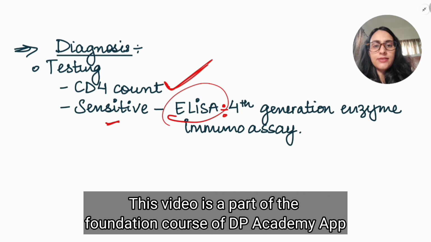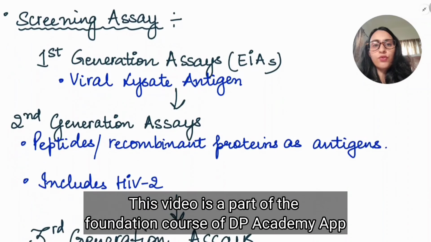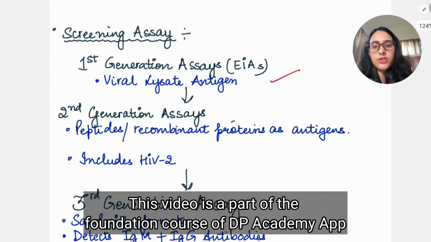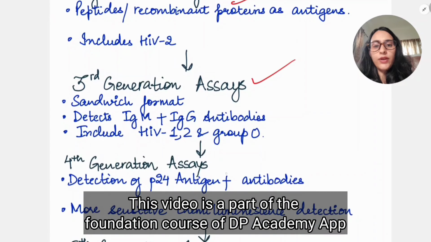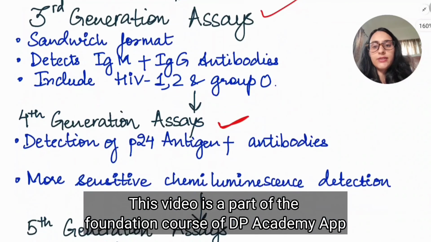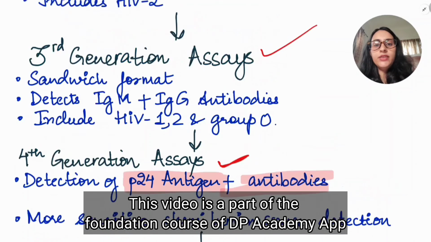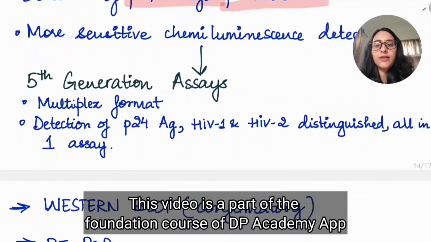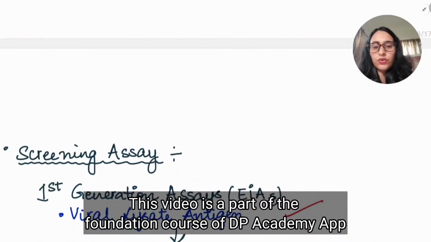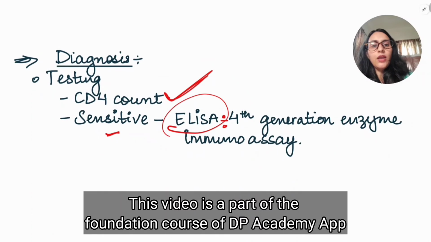Then the most sensitive test is ELISA. In the ELISA, we have 4 generations. So first generation, second generation, third generation. Nowadays, we do the 4th generation ELISA. In that, you remember the capsid, which is P24 antigen. We are going to detect the P24 antigen and the antibodies. So 4th generation ELISA is the one that we do, 4th generation enzyme immunoassay.